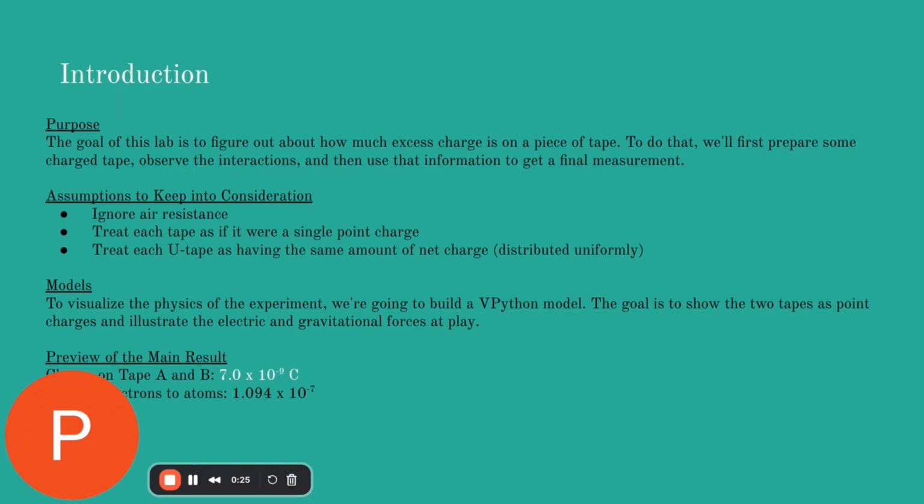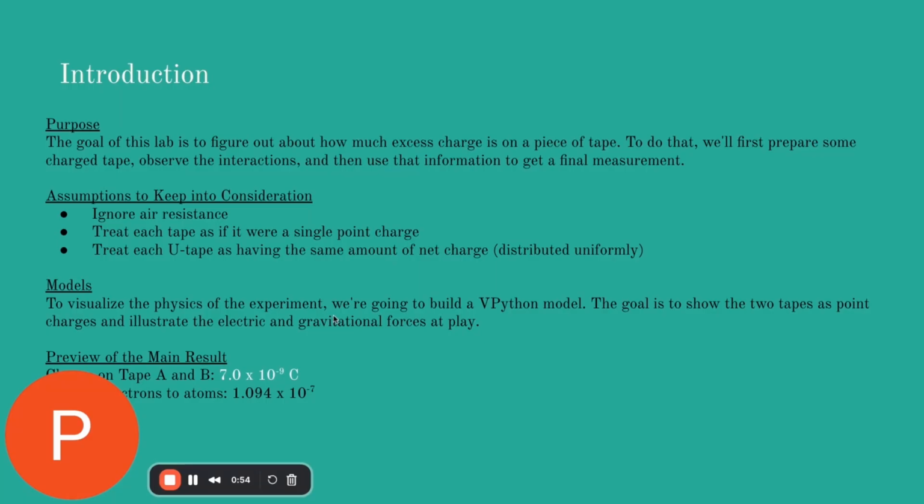Some assumptions to keep into consideration. We will ignore air resistance because it's insignificant compared to our much stronger electric and gravitational forces. We will treat each tape as a point charge, which allows us to use a simple formula by assuming that all the charges are in one spot and at the center. We will assume that both tapes have the same amount of charge since they are both made using the same exact procedures, the same materials, and they're also of the same length.